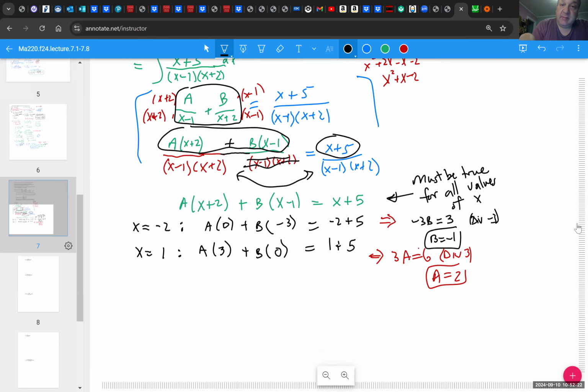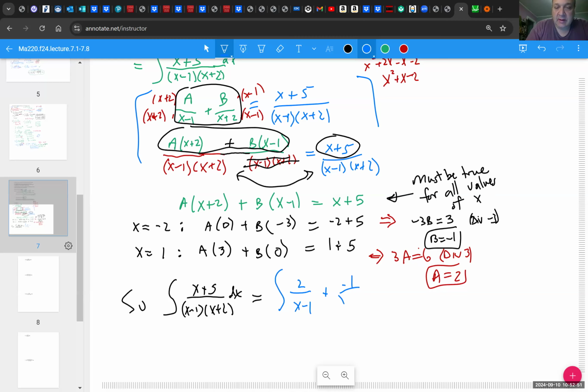So let's write this down. Let's make sure we keep track of everything. So my original integral, which was X plus 5 over, I'll just keep it in factored form, X minus 1, X plus 2. What is that equal to now? Well, that's equal to the decomposition, which is A over X minus 1 plus B over X plus 2, like this.